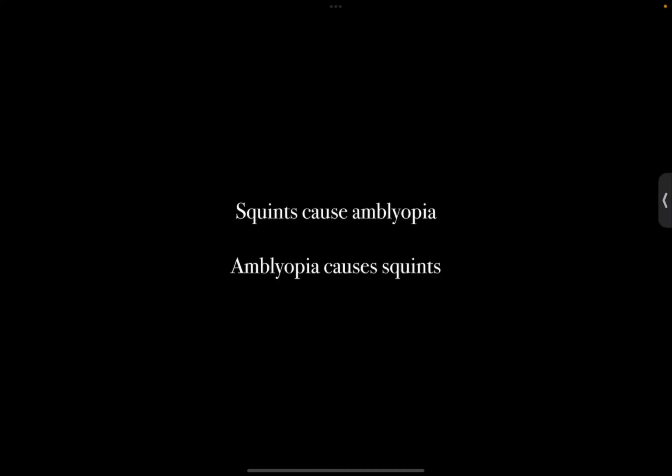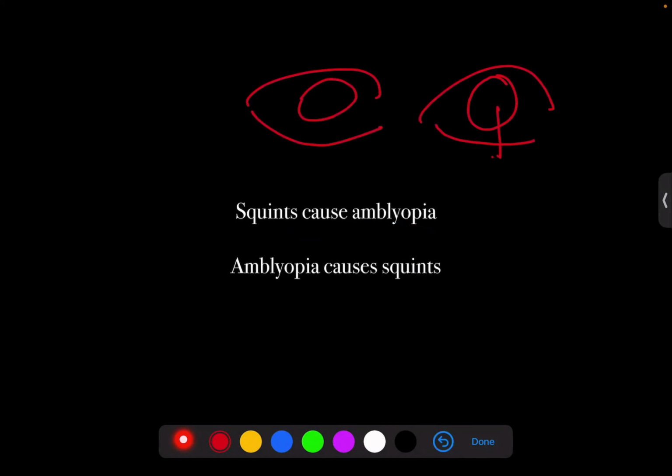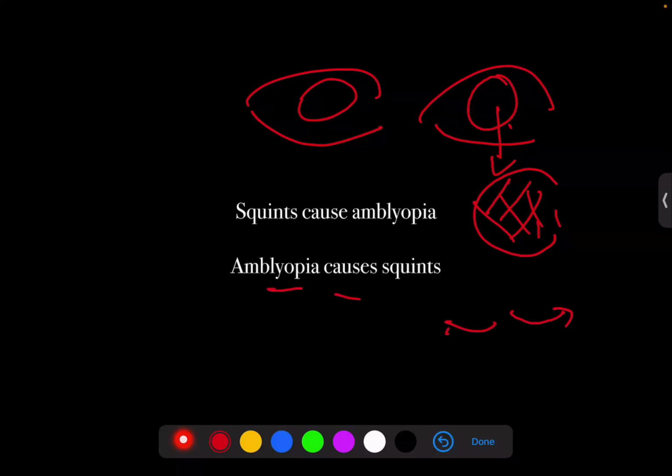Remember, squints can cause amblyopia as we saw. This one we discussed because there are two dissimilar images between the two eyes. But the other way around can also occur. Say you have two normal eyes, and one eye develops a corneal opacity or corneal ulcer. Then what happens? Because there's no vision, they start deviating outside or inside. So amblyopia can cause squints. That's also a problem.